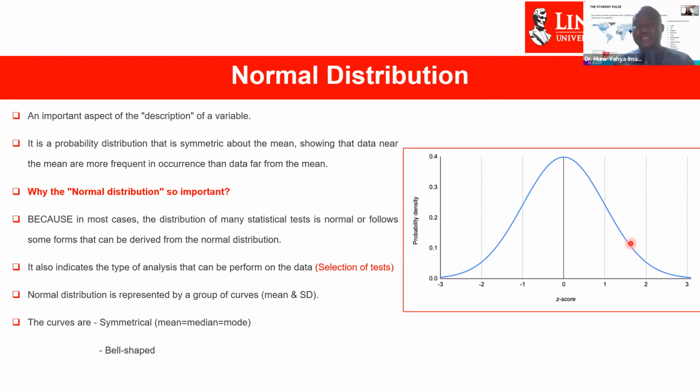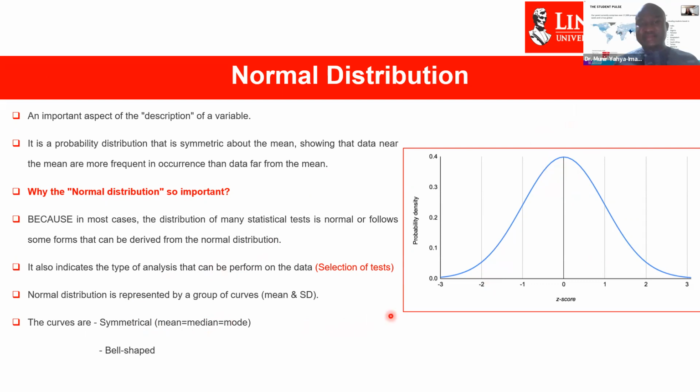Now, why is the normal distribution so important? Because in most cases, the distribution of many statistical tests is normal or follows some form that can be derived from the normal distribution. So it also indicates the type of analysis that will be performed on the data, that is, selection of tests. Okay, so normal distribution is represented by a group of curves, mean and standard deviation. Actually, there are more explanations to this. I'm just giving a very brief overview. Later, we'll go deep on this.